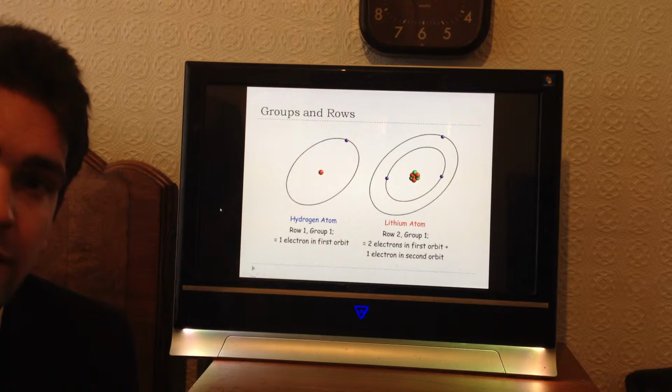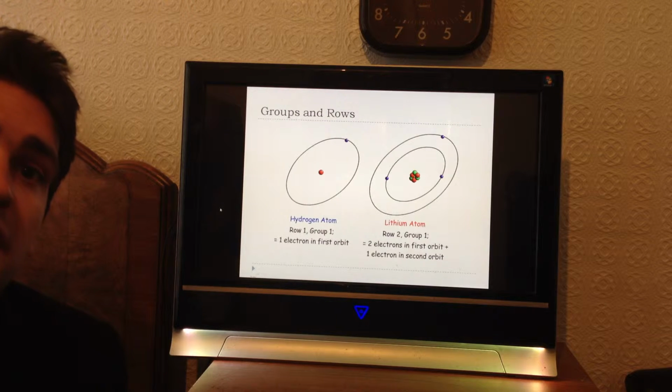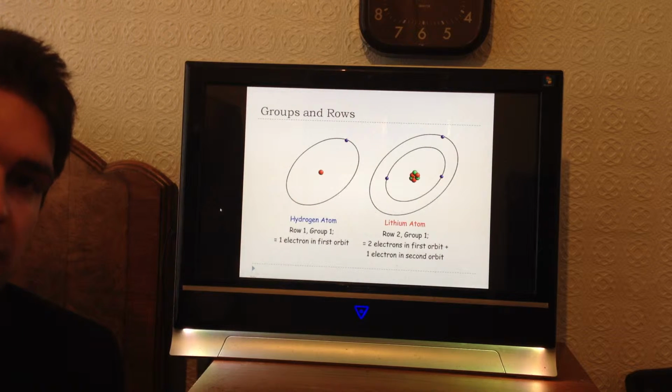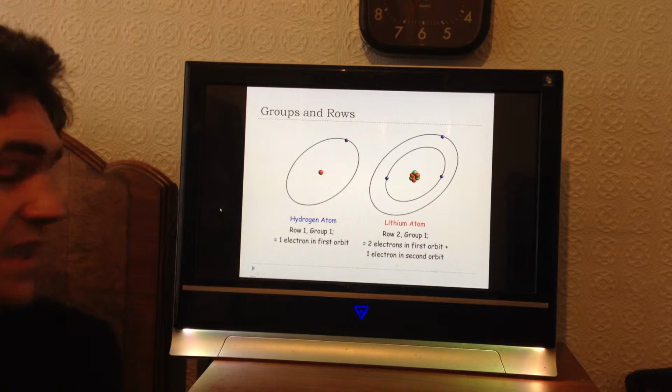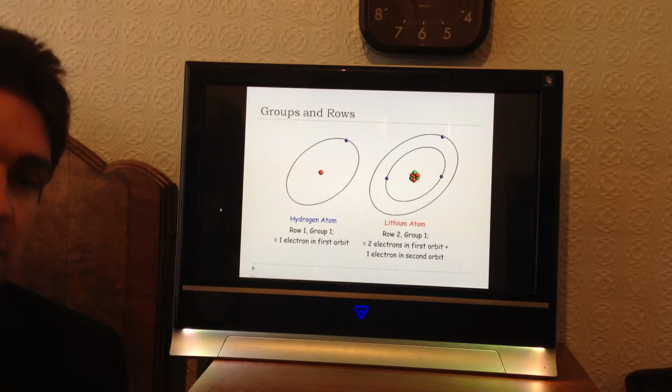Taking a hydrogen and lithium atom, for example, the hydrogen is in the first period, and in group 1. Therefore, its first shell has one electron in it. In a lithium atom, it's in period 2, but still in group 1, which means its second shell has one electron in it.